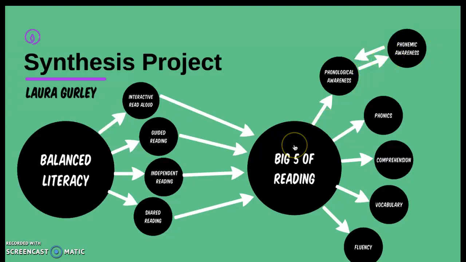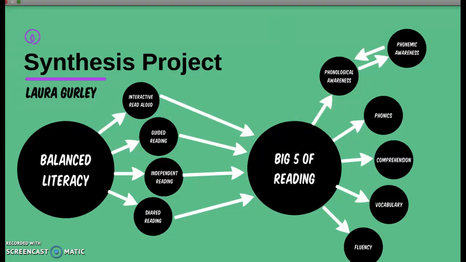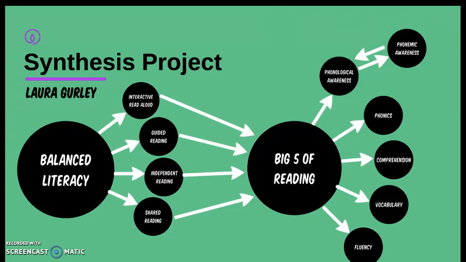The big five of reading includes comprehension, fluency, vocabulary, phonemic awareness, and phonics. These 5 components are crucial to successful reading instruction. Teaching students these factors will help them become successful independent readers. All 5 of these categories can be taught through the different types of reading which we just discussed.